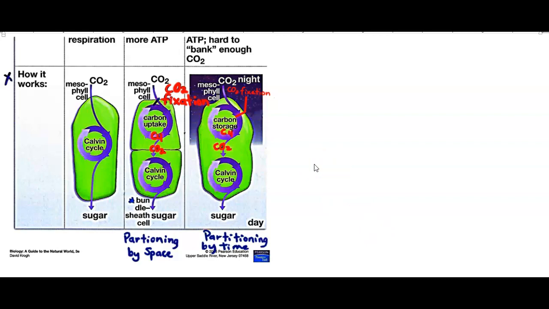CAM plants, desert plants: it's going to be really, really hot during the day. They're going to close their stomata during the day, so there's no gas exchange taking place at all. So they open their stomata at nighttime. At nighttime, there can be gas exchange. Carbon dioxide in the atmosphere can now enter into the leaf. So it actually is going to store that carbon as a molecule of carbon that has 4 carbons. And then during the day, the carbon dioxide can enter the Calvin cycle. So this is called partitioning by time.